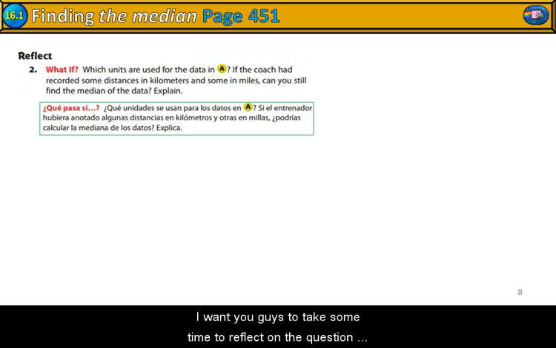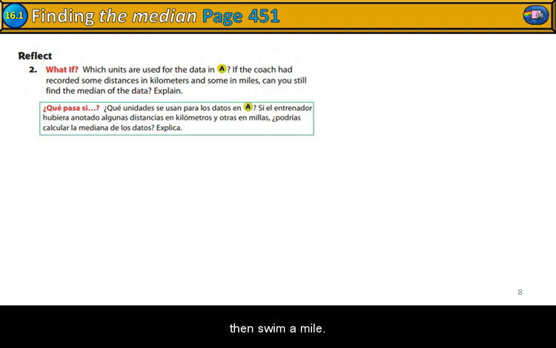But I want you guys to take some time to reflect on the question: if the coach had recorded some distances in kilometers and then some in miles, could you find the median of the data? Explain, and explain how you do it. Pause the video now to think about it and write your response. What are some of the things that you had to consider?